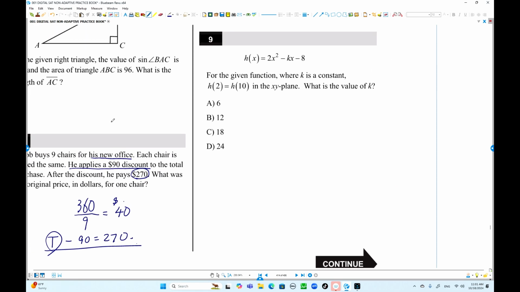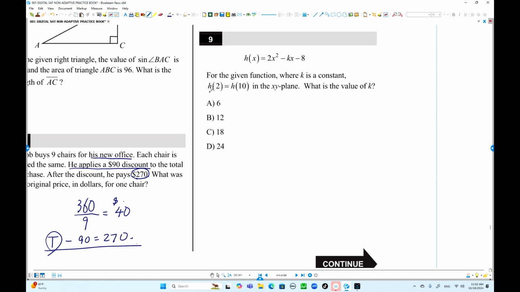Here is number 9. This is a quadratic. For the given equation, k is a constant. You know x is the variable, definitely. So when x is 2 and when x is 10, the values of y are equal. What is the value of k?